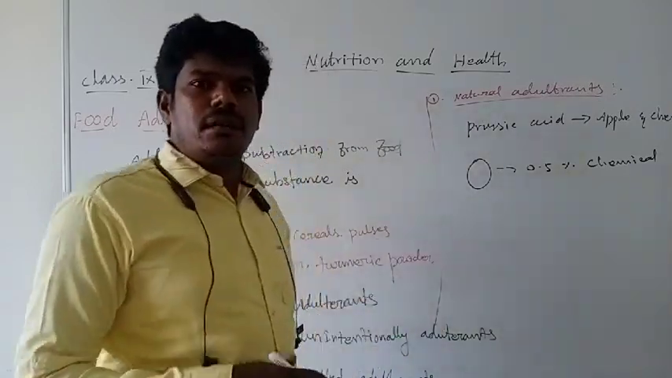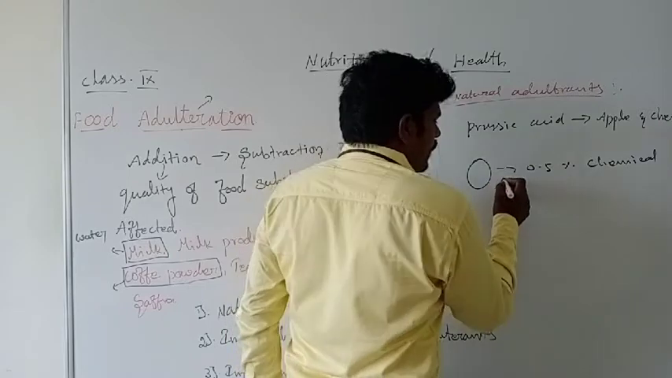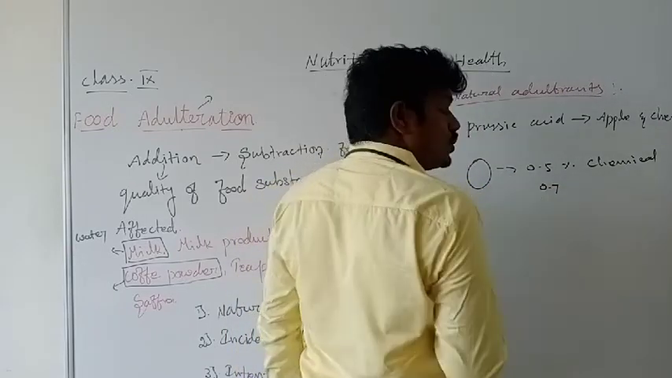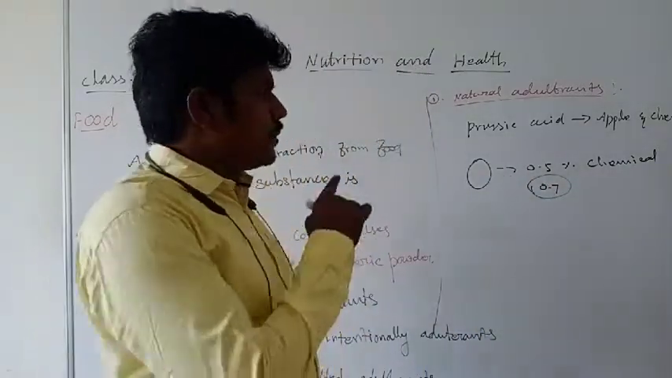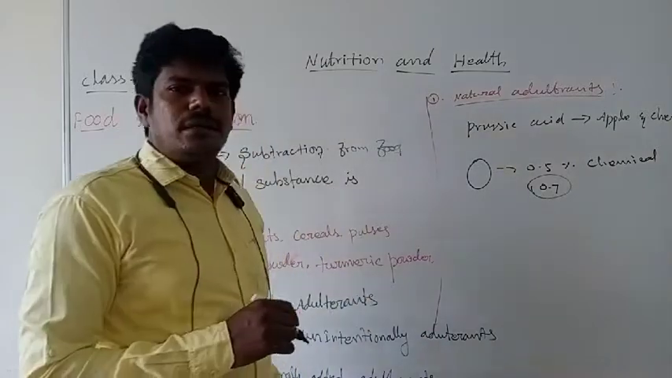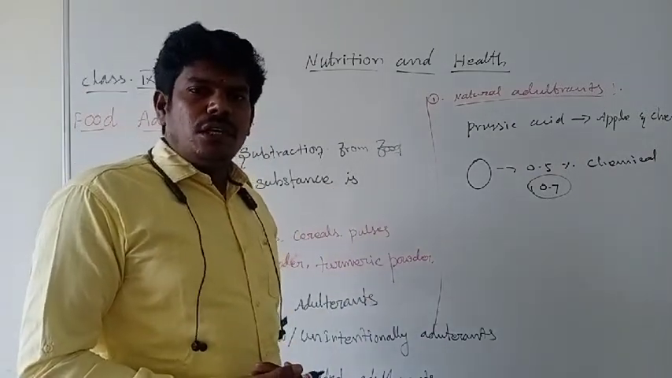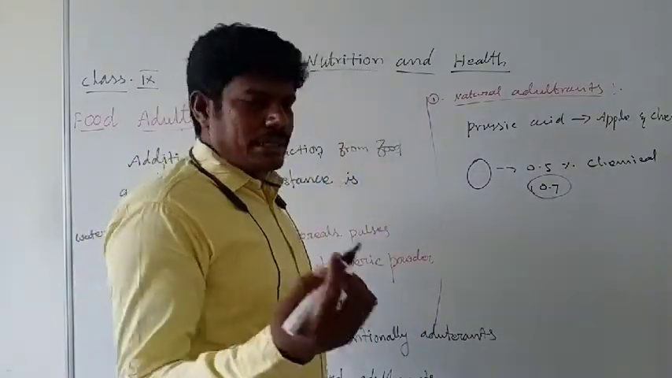But that person makes a careless mistake. Instead of adding 0.5, they add more, like 0.7. When more than 0.5 is added, after you eat that food or that packet, it does not have a nice taste, the quality is collapsed. Yes or no? Because of this carelessness. This is the pesticides.